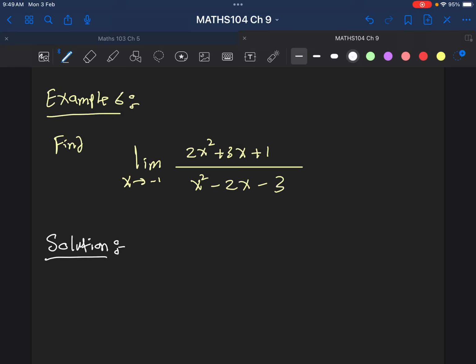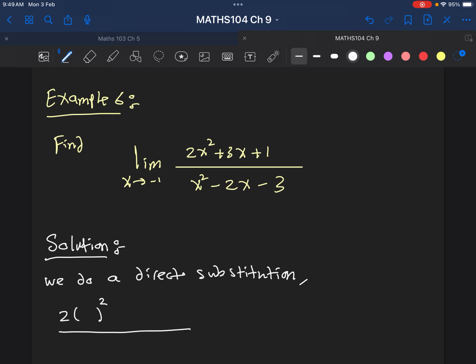Okay, we continue now with example number 6. We need to find the limit of this expression. So again, the first step, we do a direct substitution. Normally, direct substitution will confirm to me that there is a 0 in the numerator and a 0 in the denominator, and that needs to be cancelled. Something of a common factor will be cancelled.